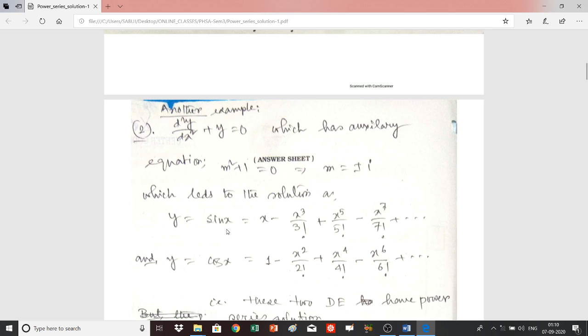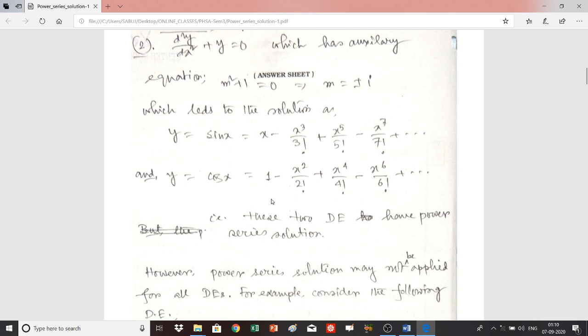And another solution is y is equal to cos x, that is equal to 1 minus x square by 2 factorial, plus x to the 4 by 4 factorial, minus x to the 6 by 6 factorial, and so on. That is, these two differential equations can be expressed as the power of x. So the power series solution of these two equations is possible.